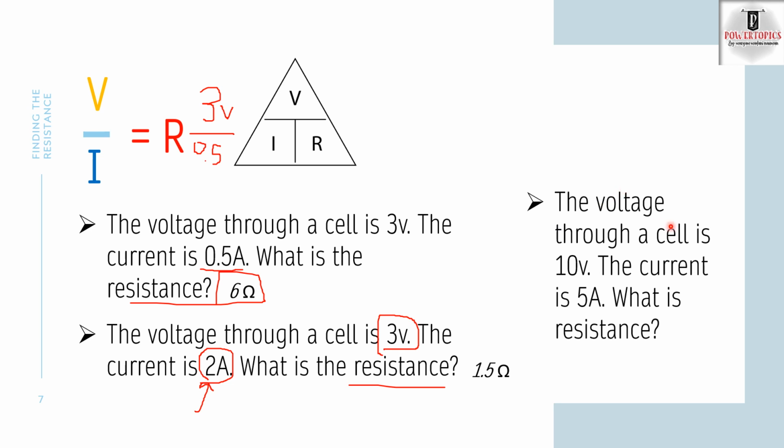In this example, the voltage through the cell is 10V and the current is 5A. So the resistance would be 10V divided by 5A, which would give us 2 ohms.